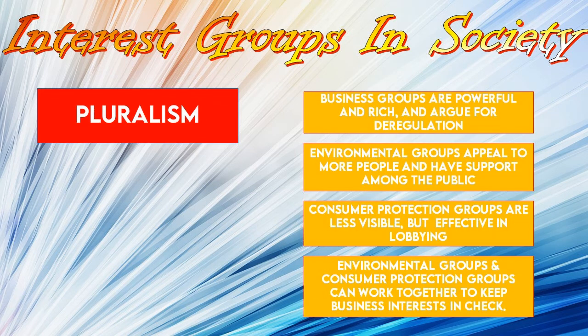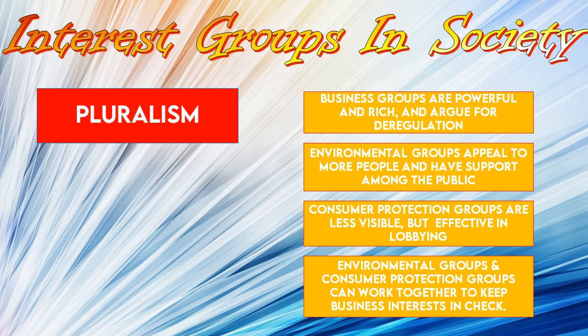So these are just some types of groups that we see that help us make sense of the idea of pluralism. Like businesses are going to have powerful and rich interest groups. They're not going to have tons and tons of public support, but they're going to make arguments for things like deregulation. But we'll have a bunch of public support for things like environmental groups. Those will be made up of a lot of people that care about the environment. They'll have a lot of public support. Consumer protection groups are really effective in lobbying. People aren't super passionate about consumer protection, but they do a great job talking to lawmakers.